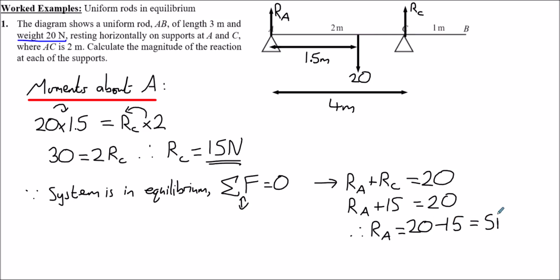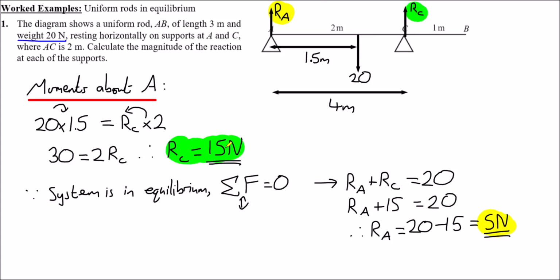If you really wanted, you could have taken moments about C, and it would have come out that reaction A was 5 newtons. There's more than one way of doing these questions, but sometimes the simplest way is to consider forces going in one direction or the other. So we've worked out the magnitude of the reaction at each support: 15 newtons at C, and 5 newtons at A. If you want to colour code it, we can. There we go, we've done the question.